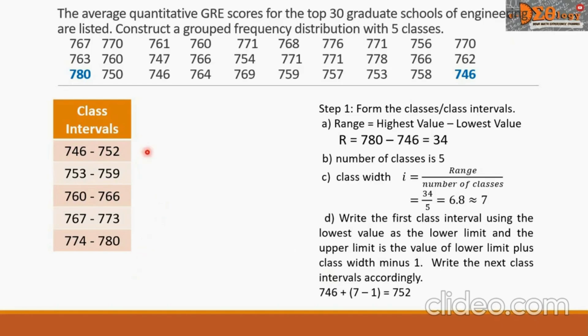So let us check. There are 1, 2, 3, 4, 5 class intervals as required by our problem. Also, let us check with our lowest value, the 746, that it belongs to the first class interval. Also, the highest value, the 780, belongs to the last class interval. So we are checking here that all the numbers or raw data will find a specific class interval.